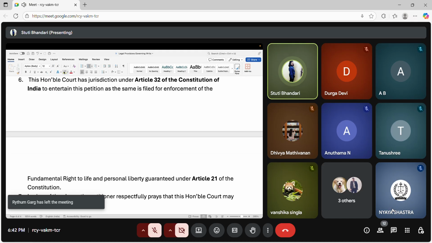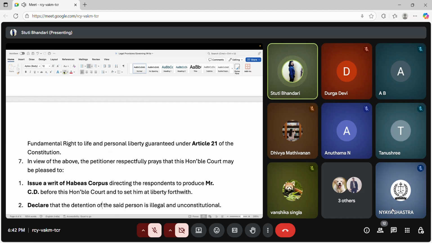Now again it is very interesting that in habeas corpus, since the person has been illegally detained, he himself cannot file a petition. So any next friend or any legal representative on his behalf can file a writ petition on his behalf to release him from the illegal detention.